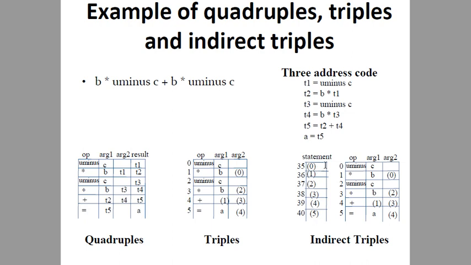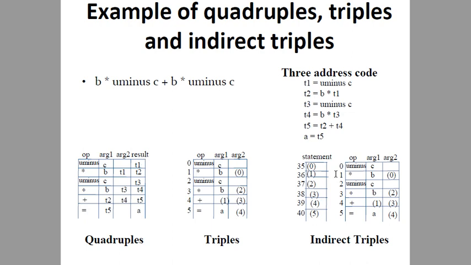Okay. So in the exam, questions may come where you may be given a statement and asked what is the quadruple, triple and indirect triple representation for this particular statement. So first you have to generate the three address code. From that three address code you have to generate the quadruples, then triples, then indirect triples.